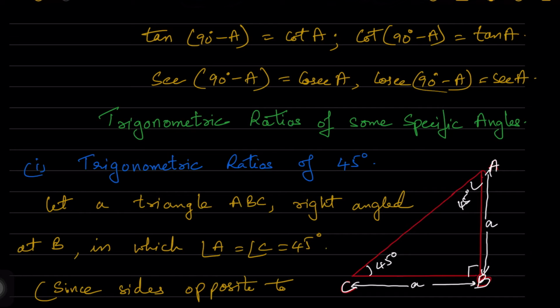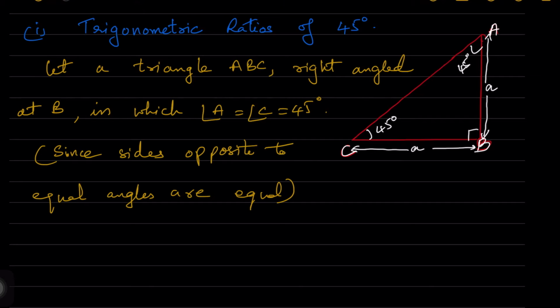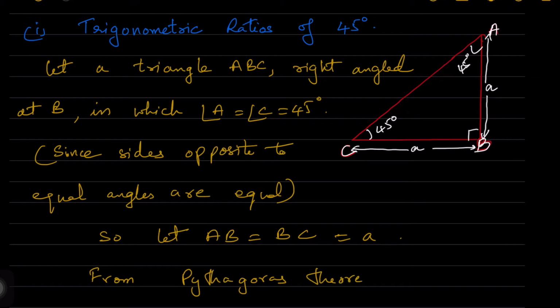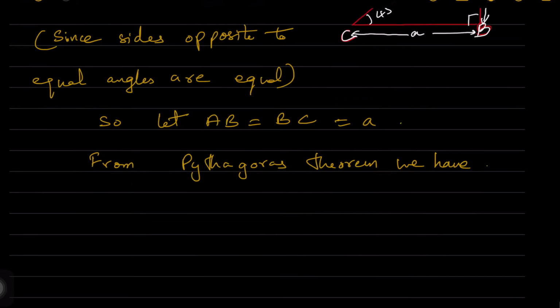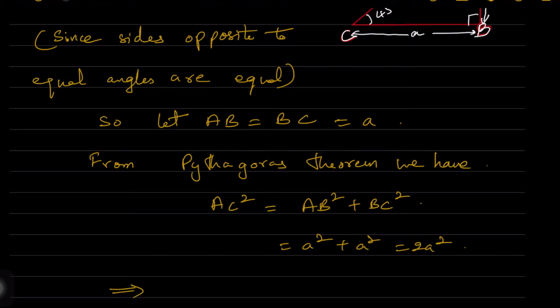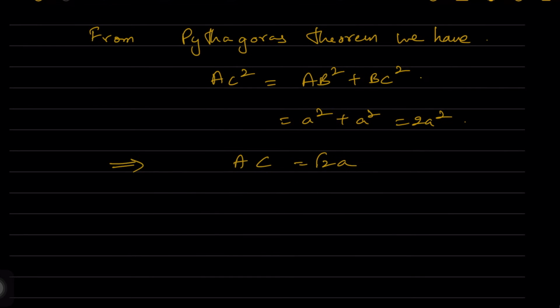So you are having here, it is right angled at B, in which angle A is equal to angle C, that is equal to 45. Therefore AB is equal to BC. Suppose if you take AB as A, BC is also equal to A. Now using Pythagoras theorem, we have the hypotenuse square is equal to the sum of squares of the other two sides, that is AC square is equal to AB square plus BC square, which is equal to A square plus A square, which is equal to 2A square. So AC is equal to root 2 A.